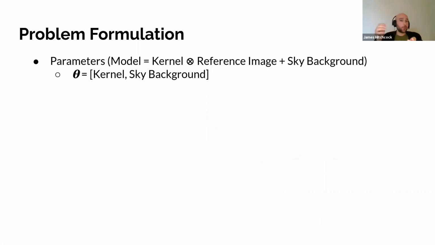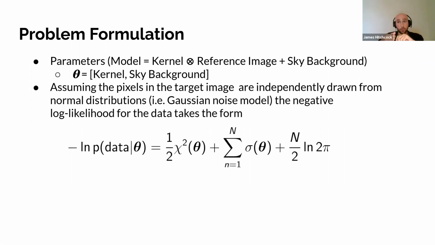So we specified the forward model, a parameterized forward model. We want to fit for this kernel and sky background term. So the next step is to write down a noise model, and a convenient way to do that is with the likelihood function. So for conventional astronomical imaging, where we have observations with exposure times of tens of seconds, and we're observing with CCDs, we can reasonably adopt a Gaussian noise model. And the negative log likelihood of that looks something like this.